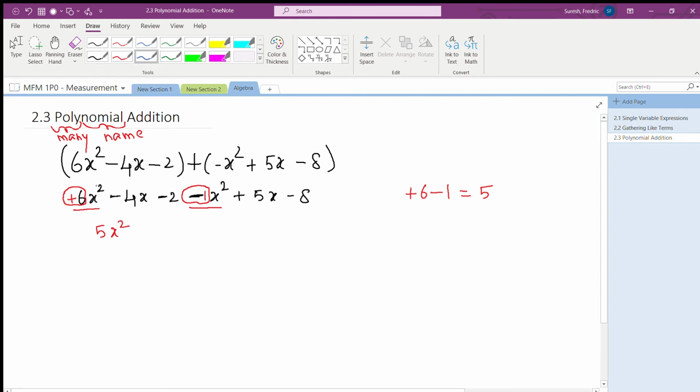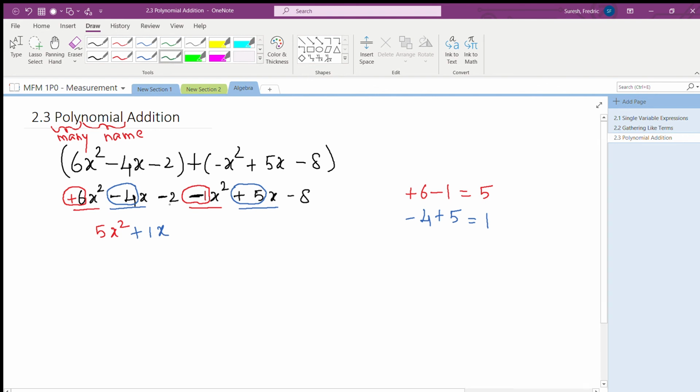Now that is for the x squared terms. What about the x terms? So we have the negative 4x and the adding of 5x here. So remember, the sign goes with the number. So we have negative 4 plus 5. And you know from your integer work that this is going to be a 1. So it is going to be 1x.